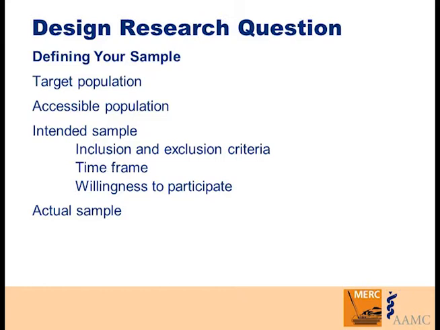Then you ask, what are your inclusion and exclusion criteria? These need to be stated very specifically. Often in education, we really don't have exclusion criteria. We're happy to take all takers, but we still need to state it specifically. And along with this, we need to think about your time and the subject's time frame. What will be their willingness to actually participate in your study?